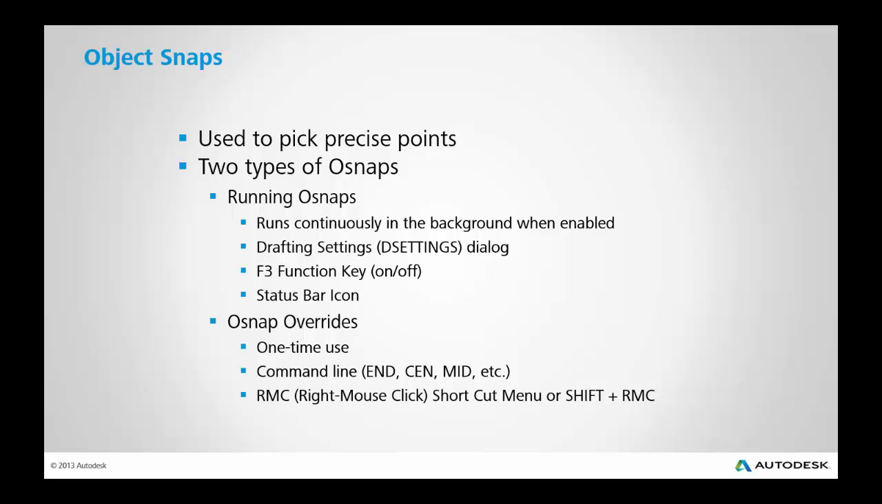Now there are two types of OSNAPs. One's called a running OSNAP. This runs continuously in the background when enabled. You can access settings for these OSNAPs, which ones are enabled, which ones are disabled, using the drafting settings dialog or dsettings command. The F3 function key will also enable or disable these OSNAPs.